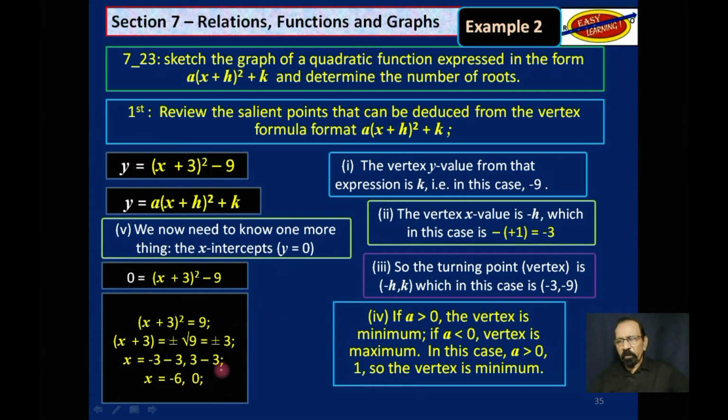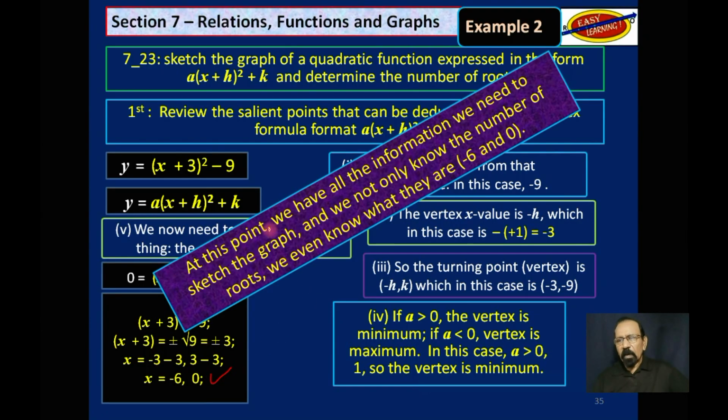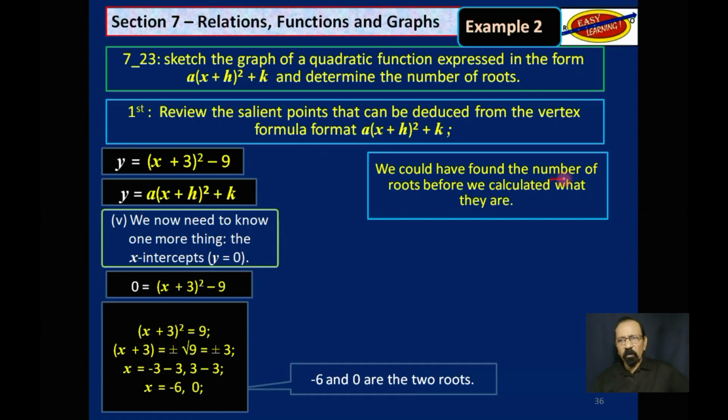So right now we know that there are two intercepts and we know what they are. At this point, we have all the information we need to sketch the graph. We not only know the number of roots, we also know what they are: negative 6 and 0. We could have found the number of roots before we calculated what they are, if that is all we wanted. But you see, we need to know what the roots are in order to sketch the graph.